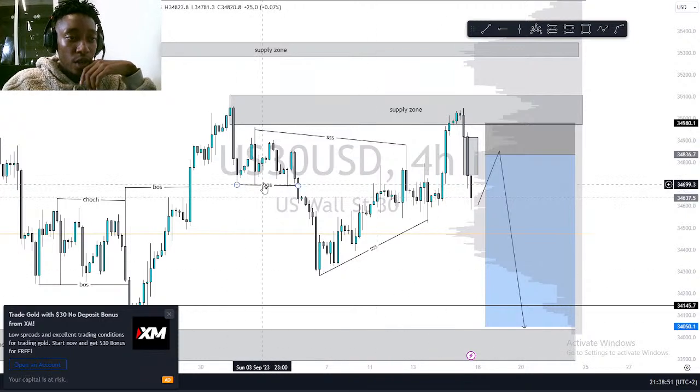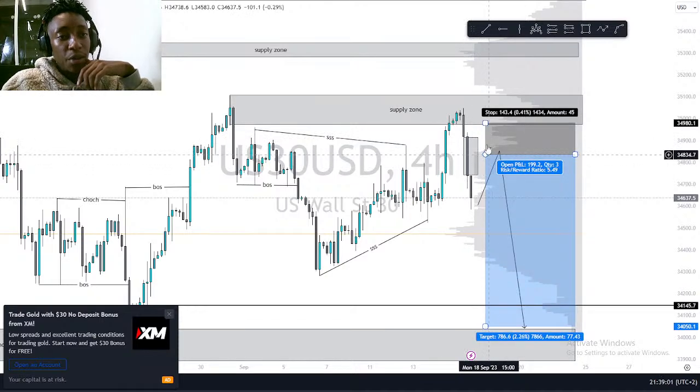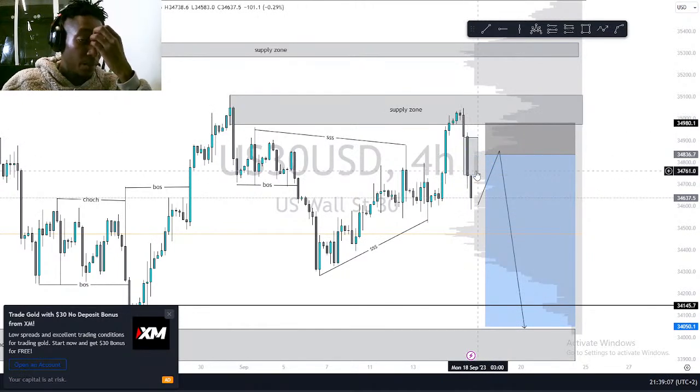So this is what we are looking at for this week on USDT. We are looking for the market to give us a pullback to that fair value gap, and then from that fair value gap, that's where we are expecting to sell the market, because you can see that there is a lot of selling momentum exactly there.